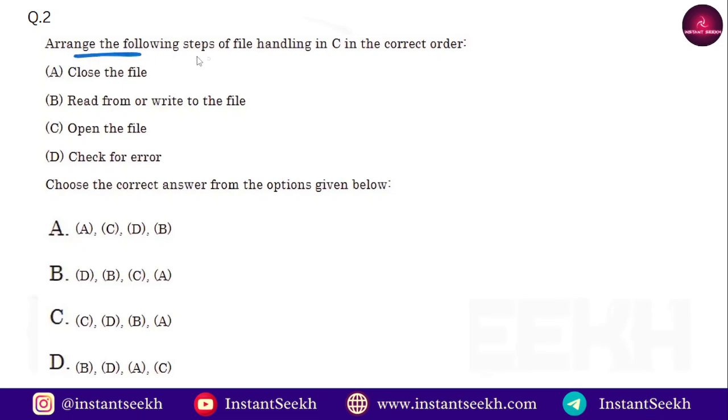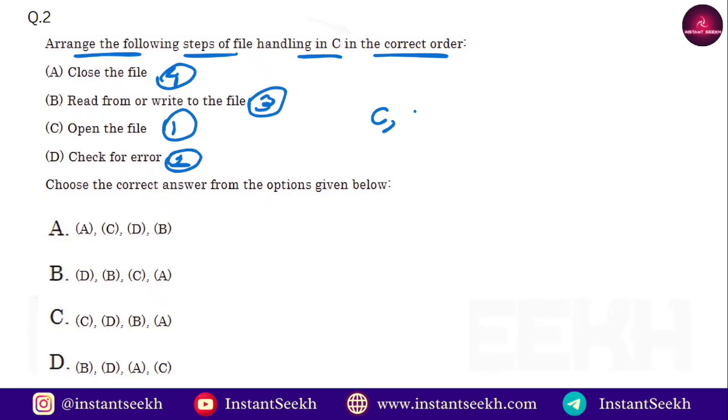Arrange the following steps of file handling in C in the correct order. Okay, so we need to arrange it in proper order how the file handling takes place. Okay, so first of all, what we do first is we open the file. Okay, then we check for errors. Third is we do our operation that we want to perform, either read or write operation, and at last we close the file.